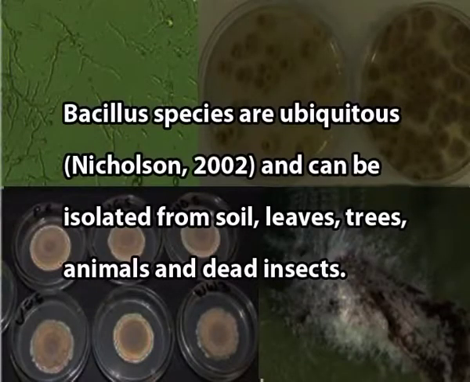Bacillus species are ubiquitous and can be isolated from soil, leaves, trees, animals and dead insects. While searching for a particular species pathogenic towards a specific host, for example an insect, one must look for diseased hosts in their natural habitat. However, there are no hard and fast rules for pathogen prospecting, but thoroughness and perseverance are essential.